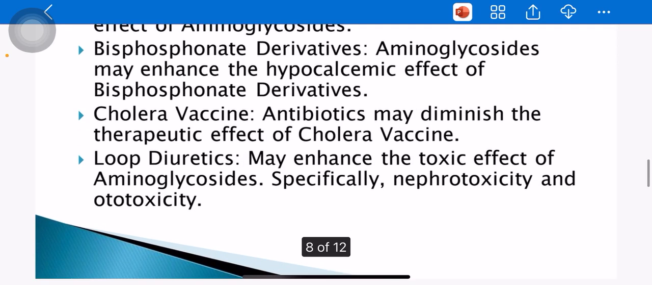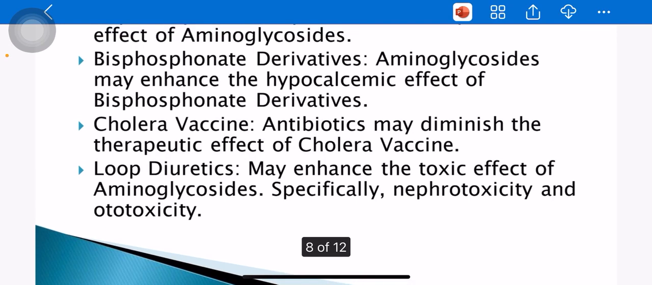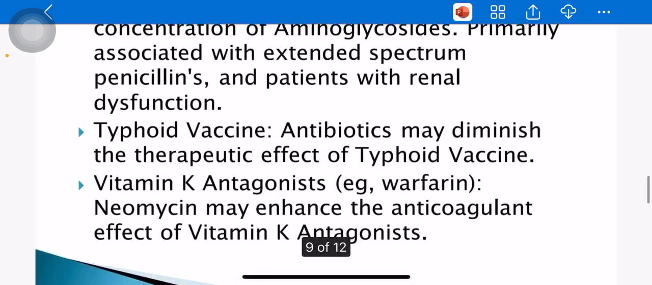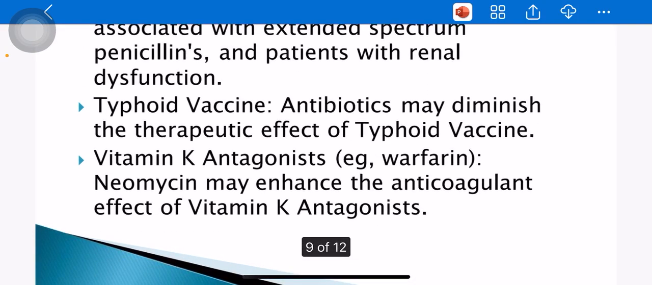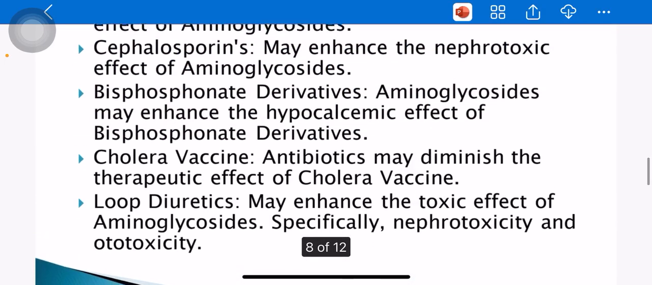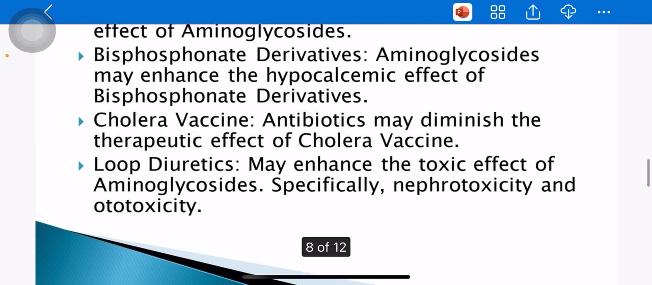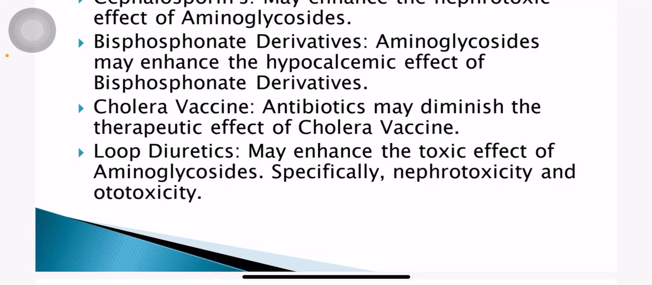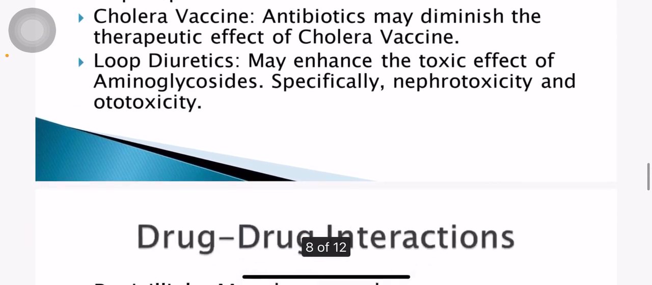Cholera vaccine: aminoglycoside antibiotics may diminish the therapeutic effect of the cholera vaccine. Same goes for the typhoid vaccine, the therapeutic effect of which may be diminished. Loop diuretics may enhance the toxic effect of aminoglycosides, especially the nephrotoxicity and ototoxicity.